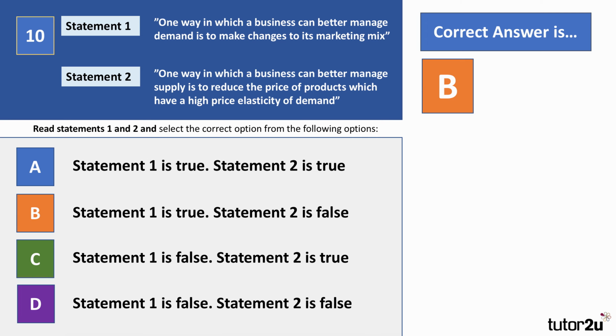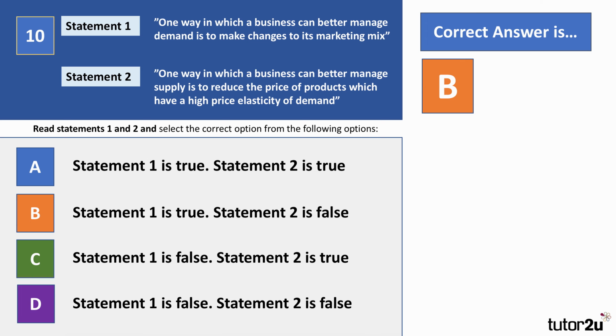So why is that? Well, statement 1 is all about how businesses can manage demand. And absolutely, a change to the marketing mix may have some implications for how much customers demand of the product. For example, an increase in promotion may result in increased demand, or a reduction in price. So absolutely, statement 1 is true. Using the marketing mix definitely is one way to manage demand.